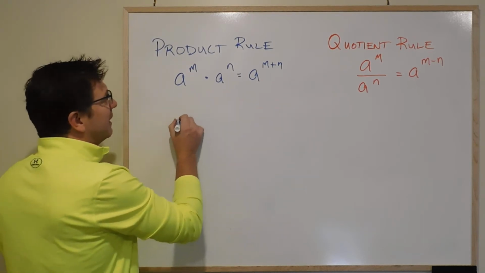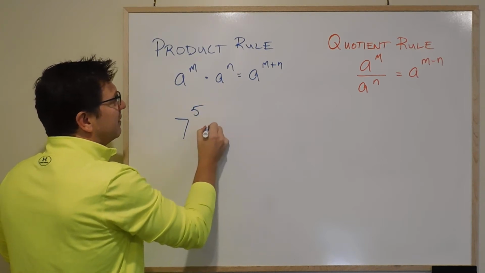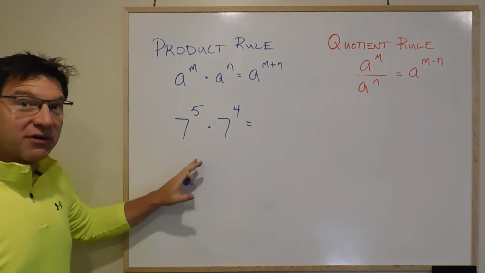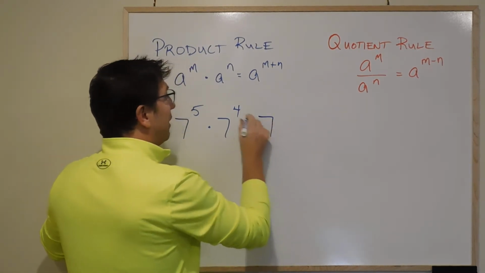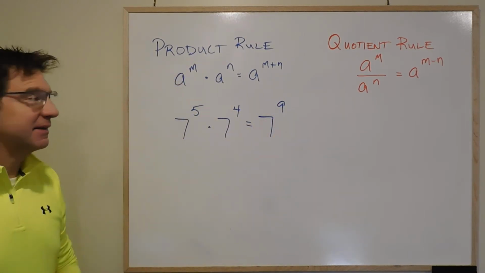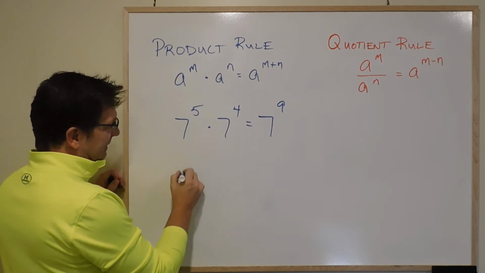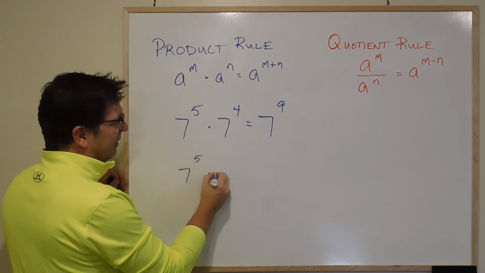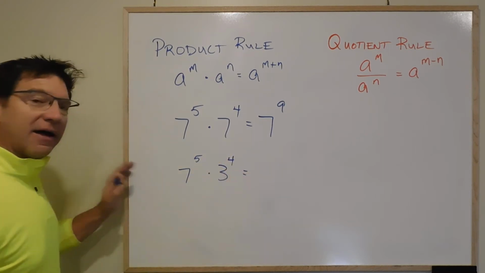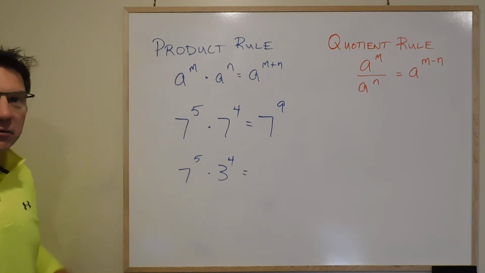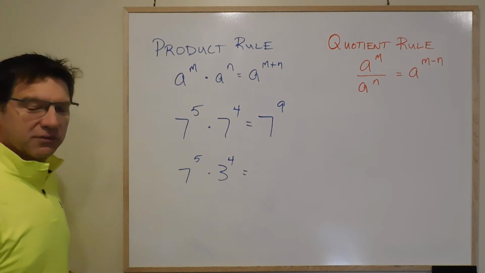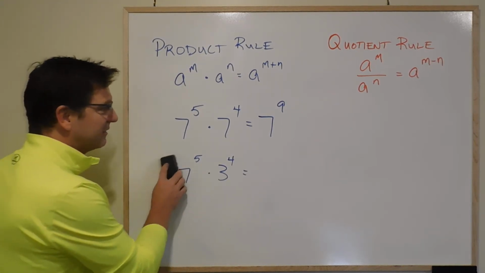So if I have a 7 to the 5 times a 7 to the 4, okay? What I can do is I can keep the 7 as my base, and I can add 5 plus 4 is 9, okay? But if I have a 7 to the 5 and a 3 to the 4, I cannot do anything with that using product rule, okay? Because they don't have the same base. 7 and 3 are not the same. So product rules only work when you have the same base, okay?